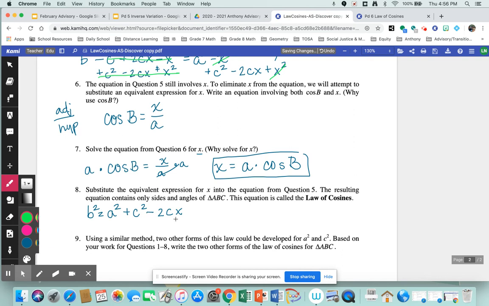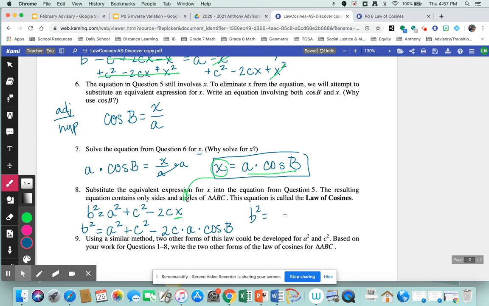And what we want to do is take this right here and sub it in for that x right there. So we're going to have b squared is equal to a squared plus c squared minus 2 times c times a times cosine of b. Now, we need to clean this up a little bit. I like those variables to be alphabetical. So it should look like this.